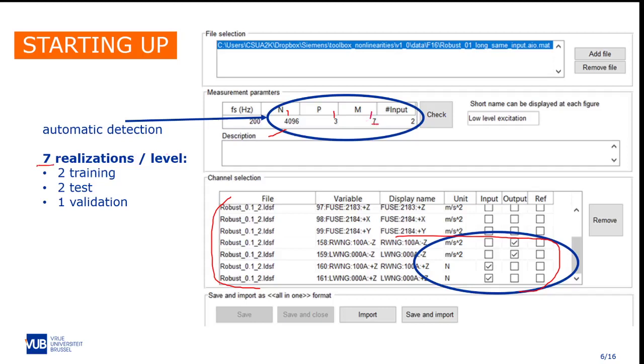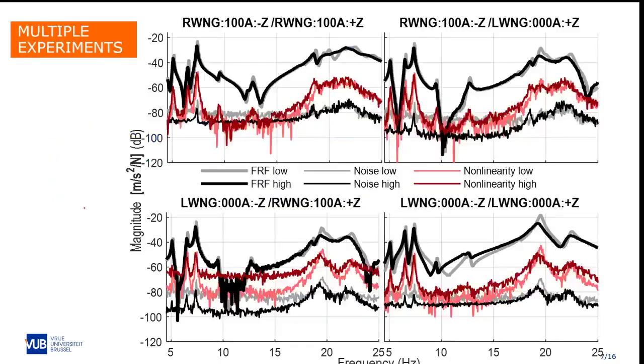So this is 7, and we use these 7 realizations to build models, to test the models, and to independently validate the models. Okay, once we hit the import button, we will see a figure like this. These are the FRFs at the driving point between the right, left, right, and left wings. The thick lines are the FRFs.